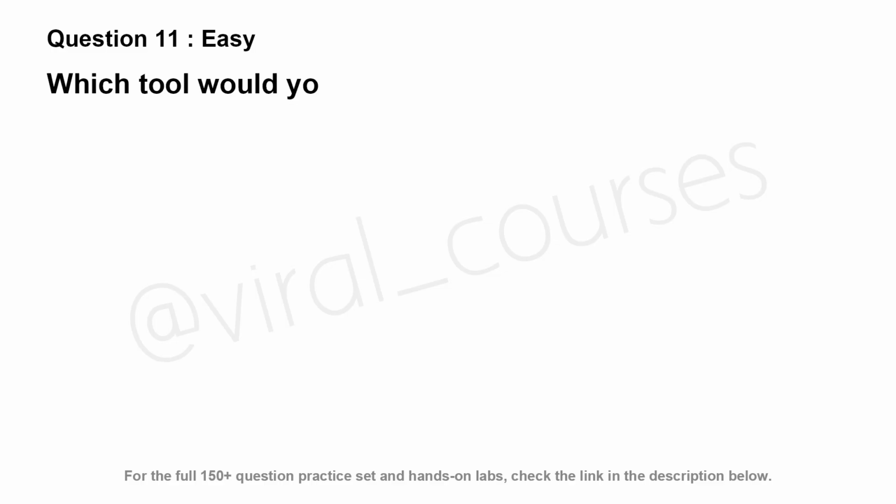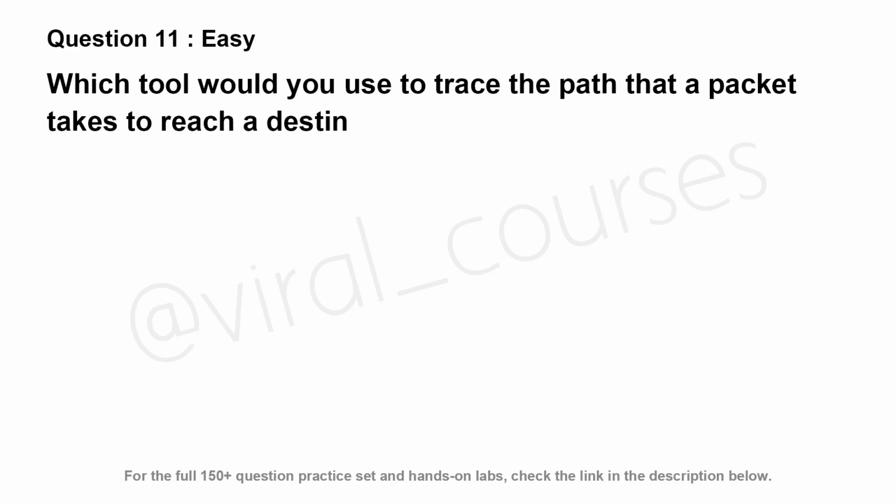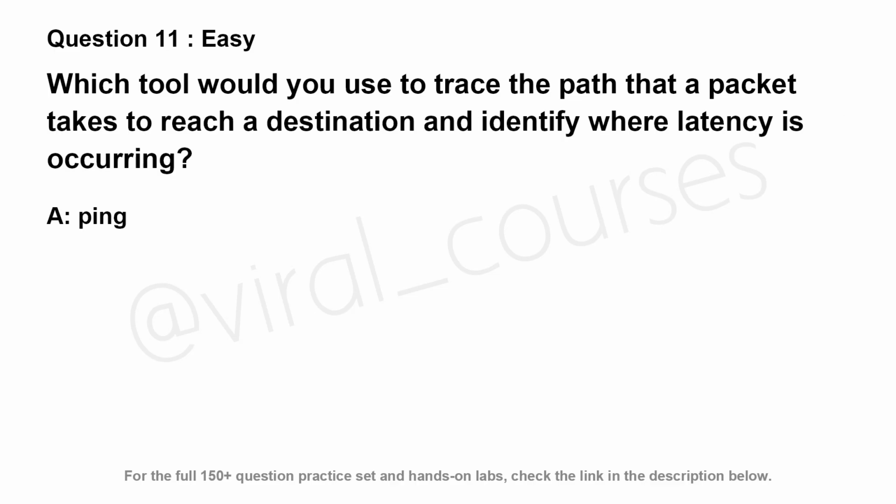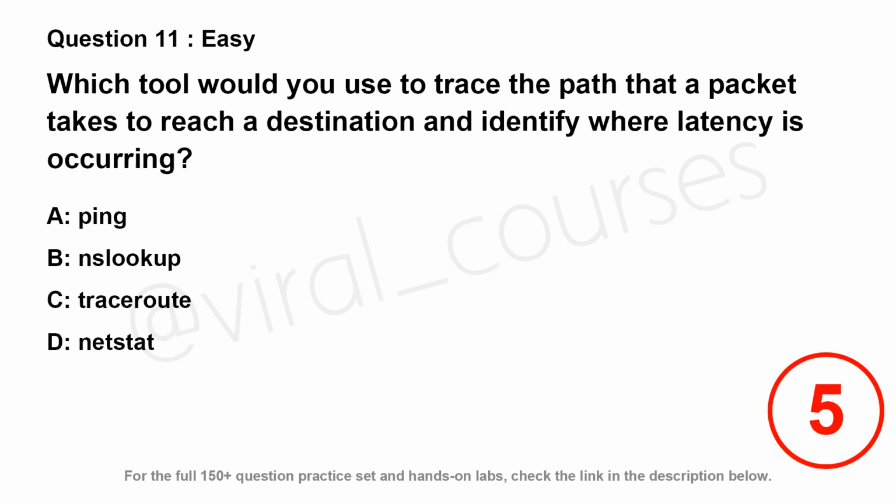Which tool would you use to trace the path that a packet takes to reach a destination and identify where latency is occurring? Option A. Ping. Option B. NSLookup. Option C. Traceroute. Option D. Netstat.